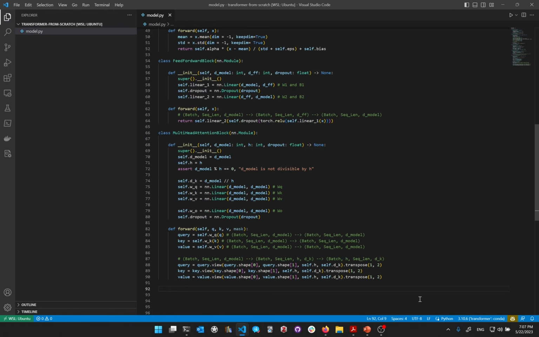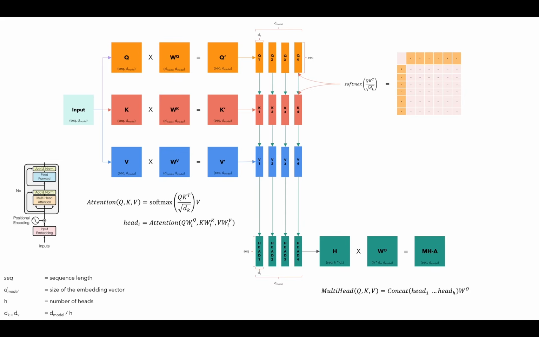Okay, now that we have these smaller matrices, let me go back to the slide so I can show you where we are. So we did this multiplication, we obtained query, key and values, we split into smaller matrices. Now we need to calculate the attention using this formula here.